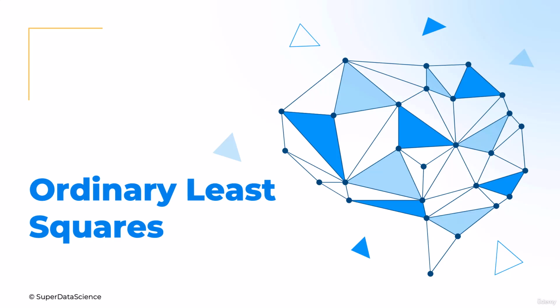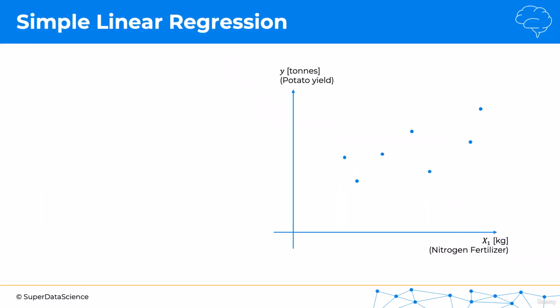Ordinary least squares. So we have our data points. Now the question we're answering in this tutorial is, how do we know which of the sloped lines is the best one? Is it this one? Is it this one? Is it this one? Or is it this one?